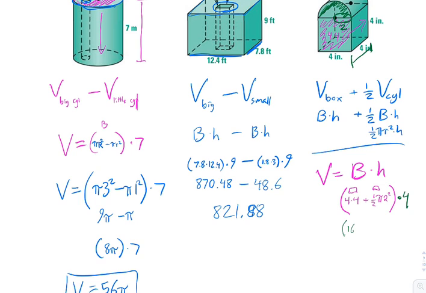So this is 16 plus 2 squared, which is 4. 1/2 of 4 is 2 pi. And then times 4, I'll distribute that in, and I get 64 plus 8 pi. And you can't simplify that any further, so that's the exact answer.